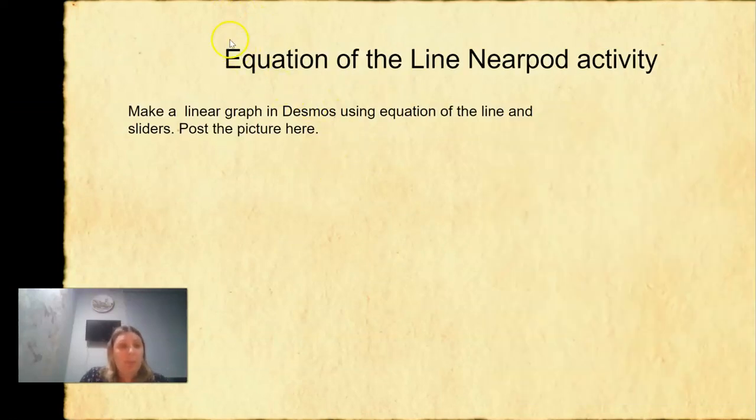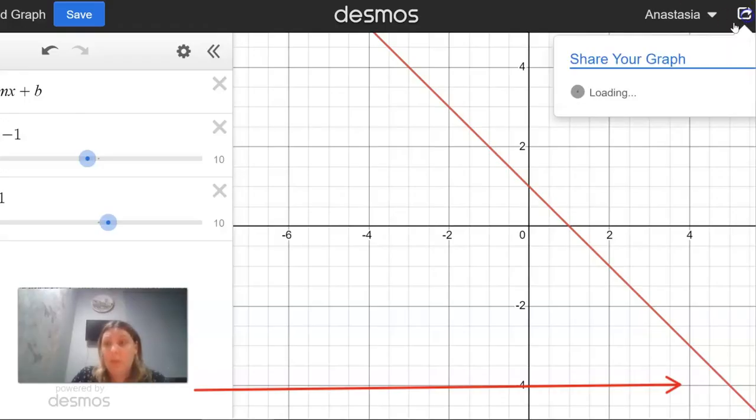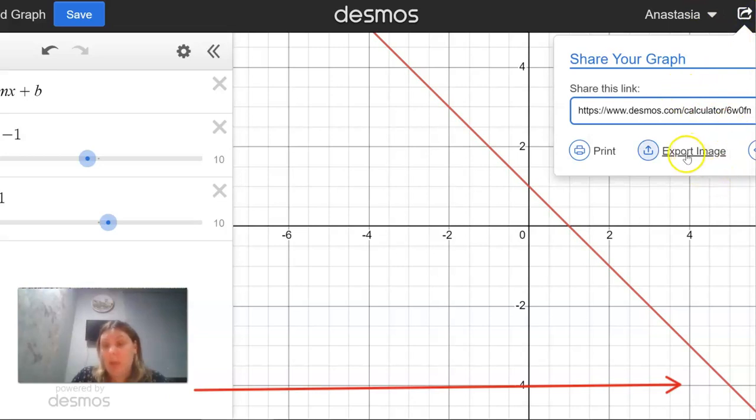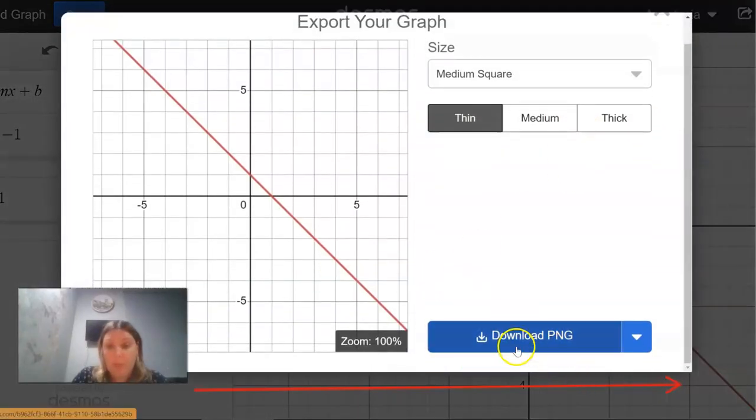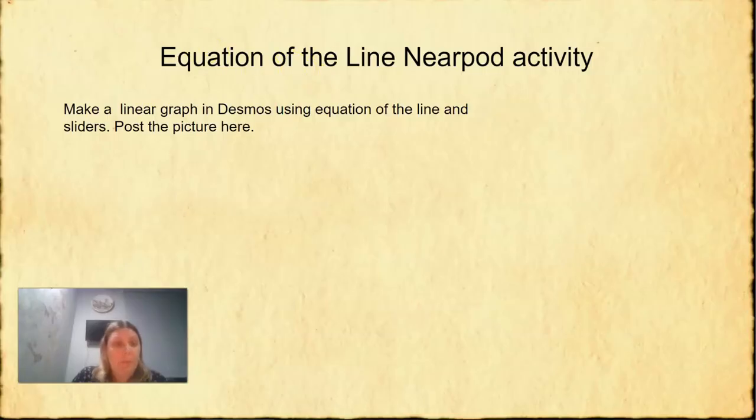So the next thing I want you all to do is I want you to do the Nearpod activity. And in that Nearpod activity, I want you to build a graph that I just built in Desmos and download the picture. Just like you can do in Desmos, you can click down here, share the graph, export the image, download PNG, and re-upload it back into the Nearpod. Please do that.